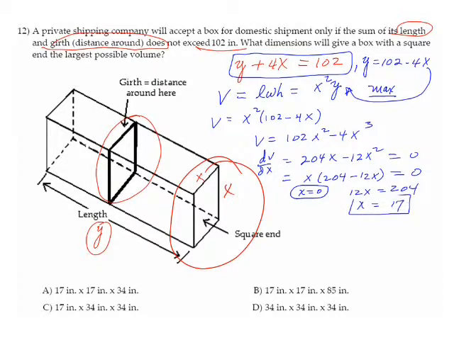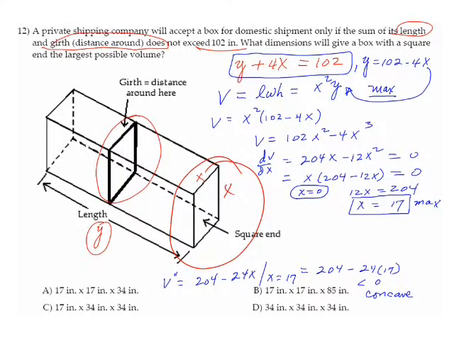Now, you can show that this is a maximum value. Notice you can get V double prime is equal to 204 minus 24x, and evaluating that at x equal 17, you get 204 minus 24 times 17, which is going to be less than 0, which means it's concave down, which means it's a maximum, which is what we thought.